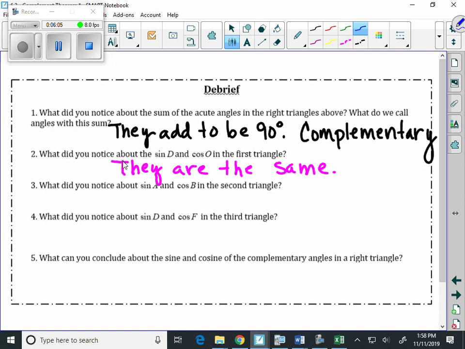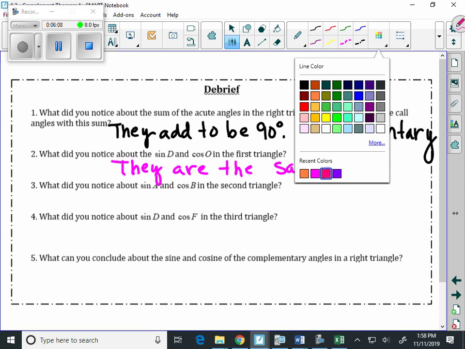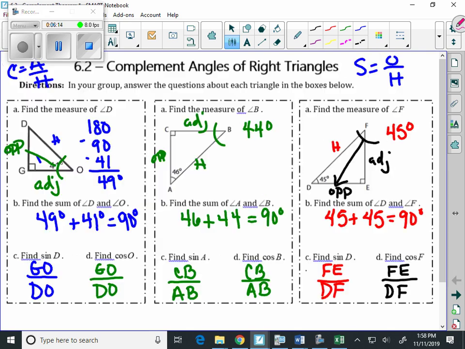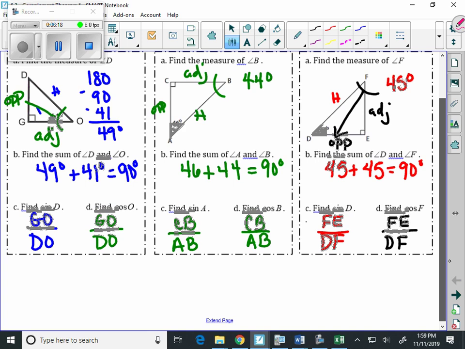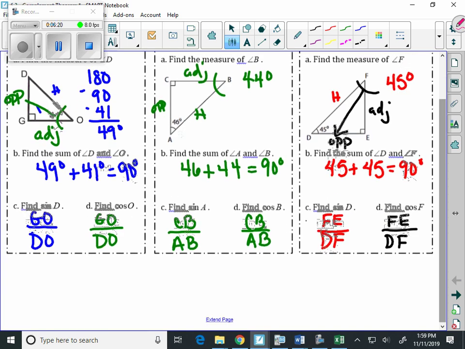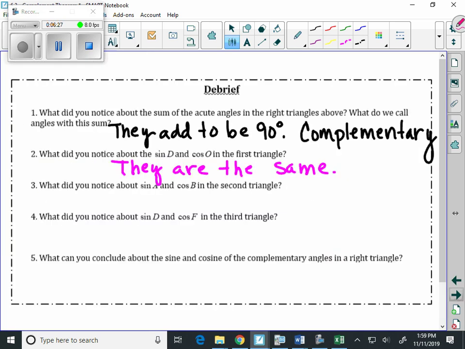If we go back to our chart, which you can see on your paper, I just can't see on mine, it says, what did you notice about sine of D and cosine of F? Well, once again, I think what I might have meant to say is sine of A and sine of B, but here's sine of D and cosine of F. I just read it wrong.